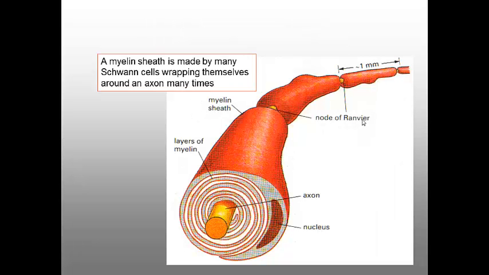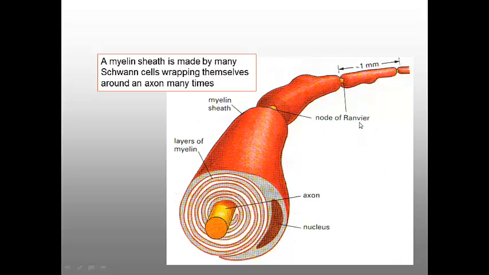Another perspective on it. Here's our axon, and this is the Schwann cell having wrapped itself around, giving us these layers of myelin, forming this myelin sheath. Now, the whole axon isn't insulated in this way. It has nodes of Ranvier.